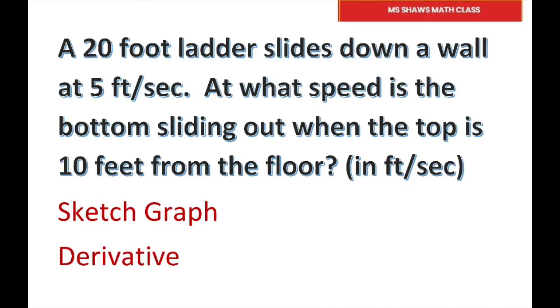Hey everyone, a 20-foot ladder slides down a wall at 5 feet per second. At what speed is the bottom sliding out when the top is 10 feet from the floor? And we want this in feet per second.